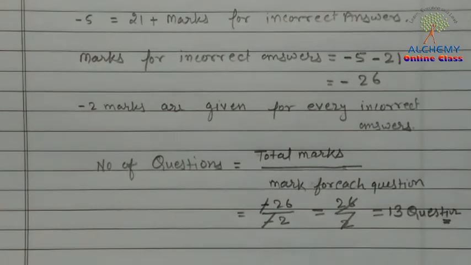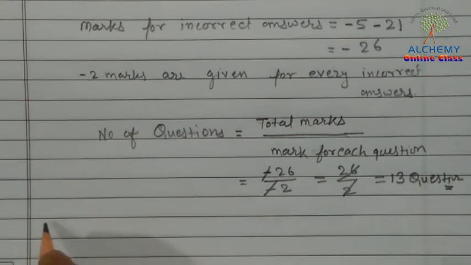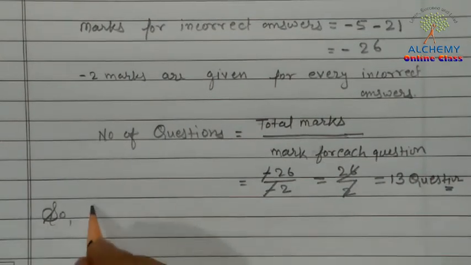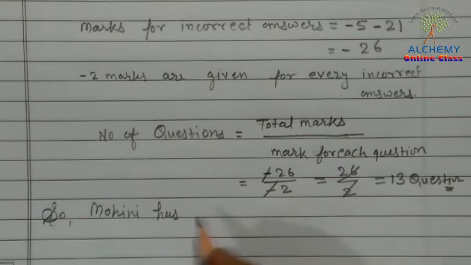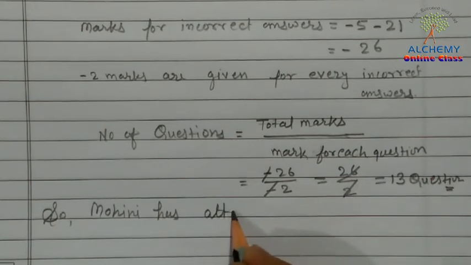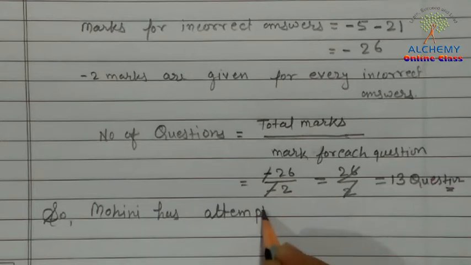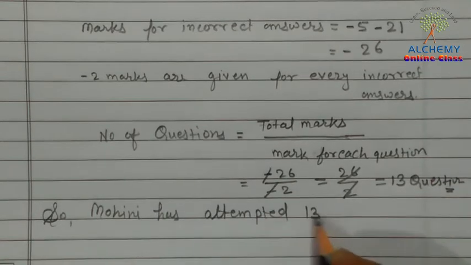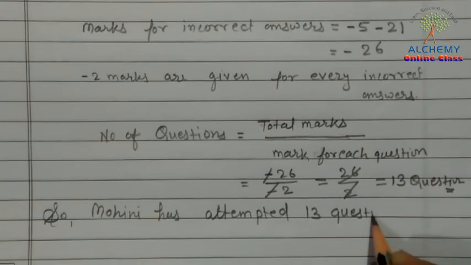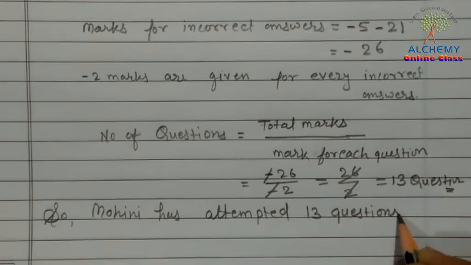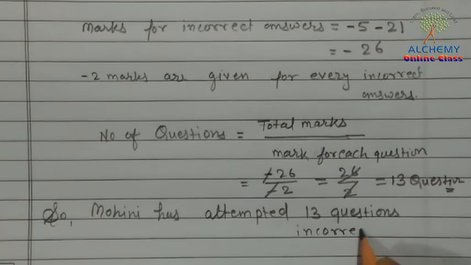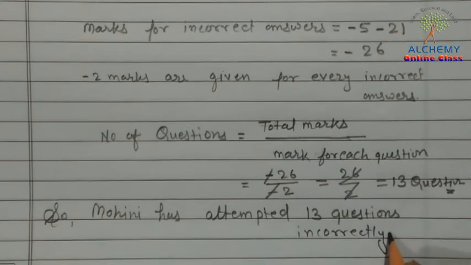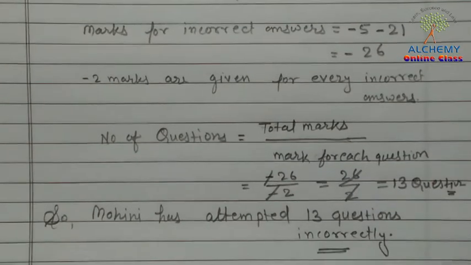So we can write the conclusion here. So Mohini has attempted 13 questions incorrectly. That's it.